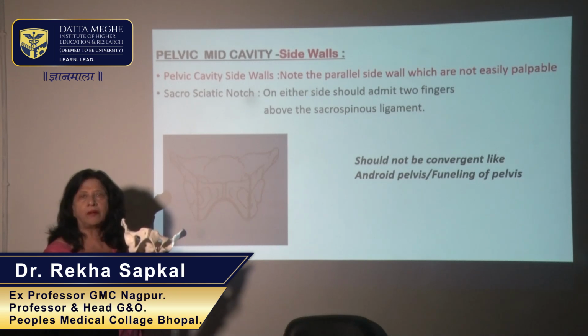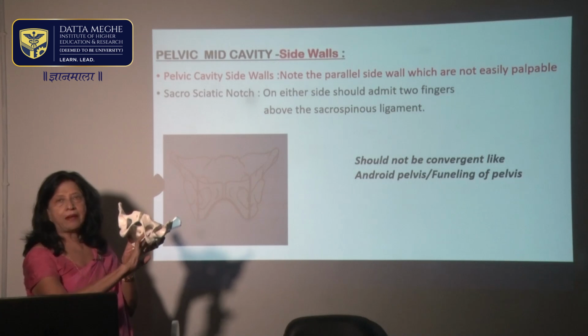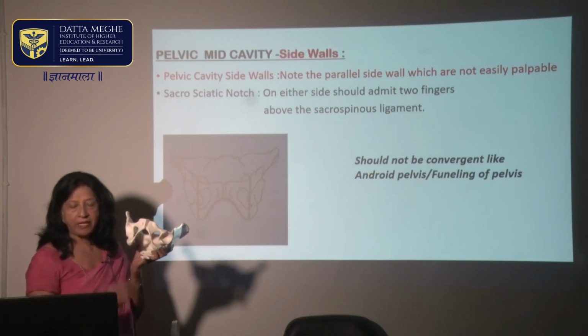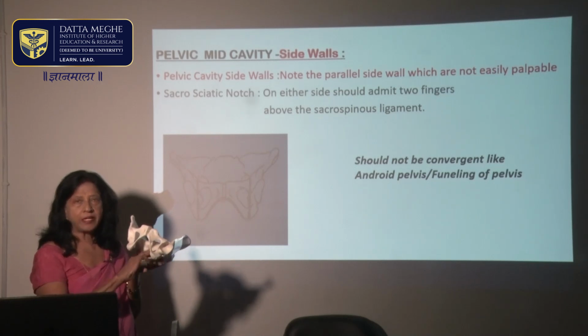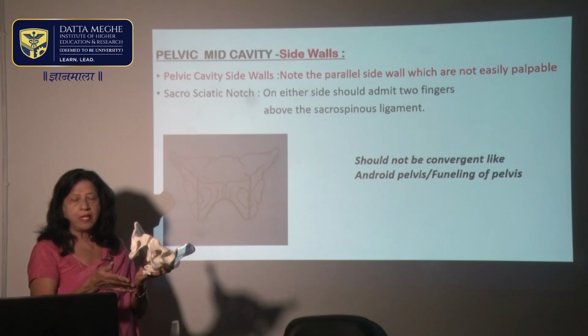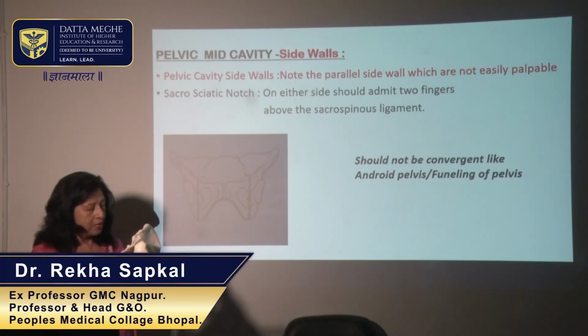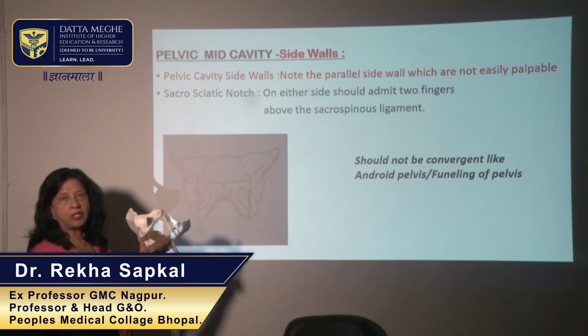Side walls of the pelvis are also important. Normally the side walls are parallel, so they can accommodate the head well in the pelvic cavity. They should not be convergent. If the side walls are convergent, then it becomes a funnel type of pelvis, that is a male type of pelvis. Side walls also include the sacrosciatic notches on either side.